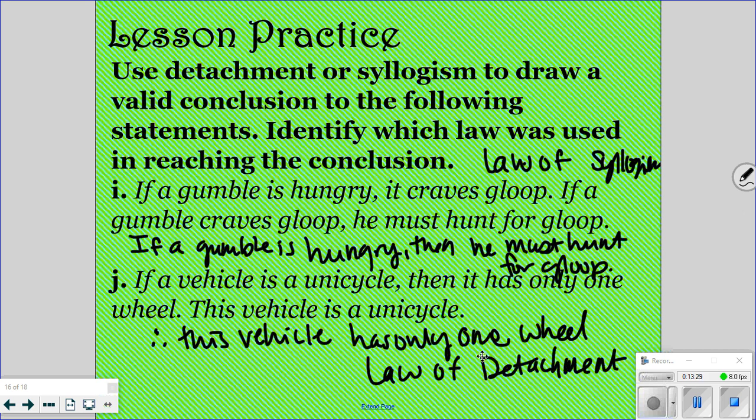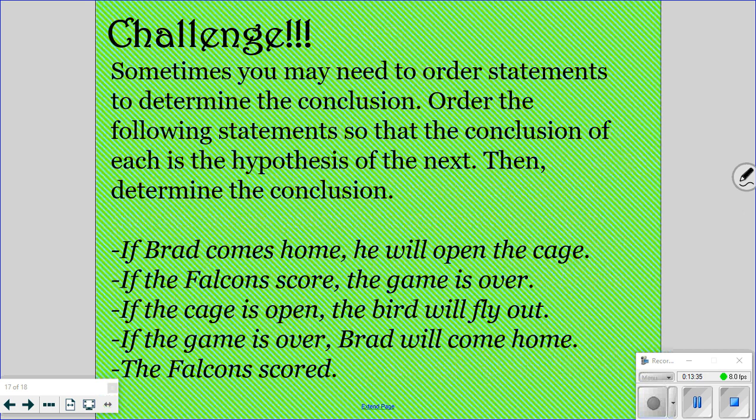So hopefully you were able to get most of those correct. We're going to look at our challenge question for today. Sometimes you may need to order your statements to determine the conclusion. So order these so that the conclusion of each is the hypothesis of the next, and then determine the conclusion. So y'all pause the video and think about this one, and then unpause it and I'll go over it.